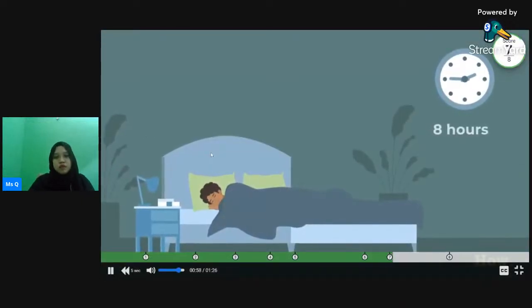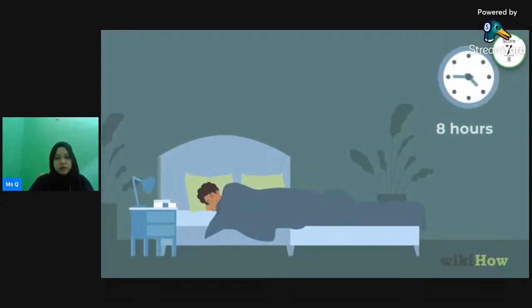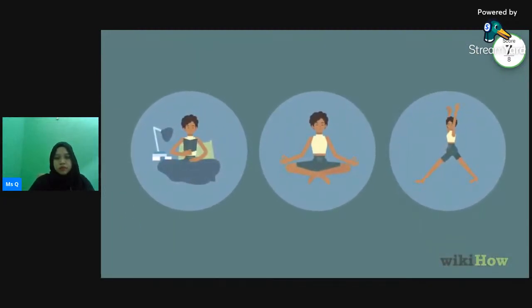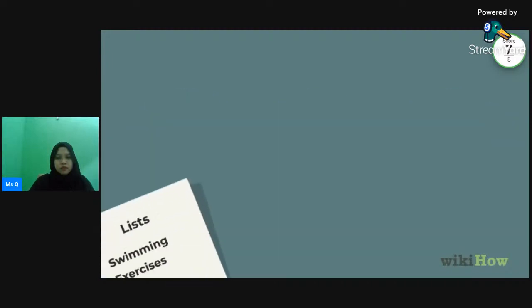Since sleep helps improve blood circulation and reduces stress, don't forget to do things that make you calm, like engaging in a hobby you enjoy, meditating, or doing yoga.